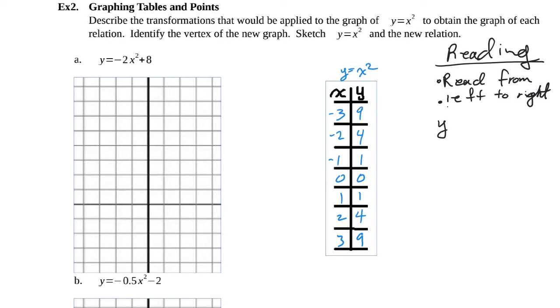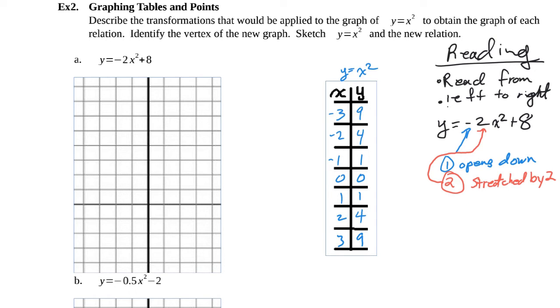So if I have y is equal to negative 2x squared plus 8, you're going to say the following. First of all, when we're reading from left to right, we notice the minus sign on the x squared term. So this means it opens down. For the number after the minus sign, you check. It's a 2, so that means it's stretched by 2. In other words, we're just multiplying by 2. And finally, the third thing here tells us that we move our final graph up by 8.